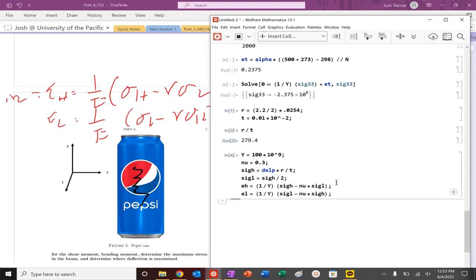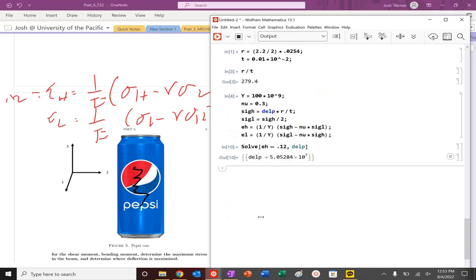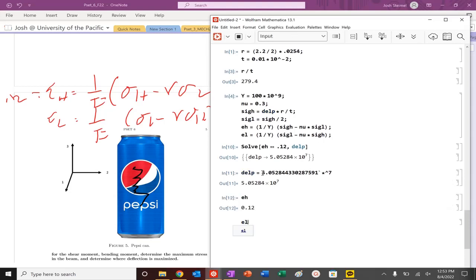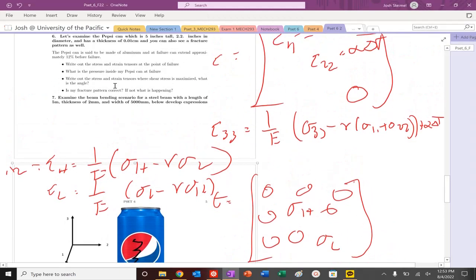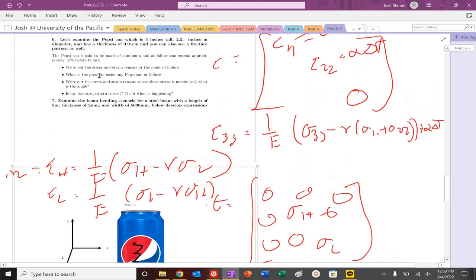So let's get to solving. I want to solve epsilon h, set that equal to 0.12. I'm going to solve for delta p, because you can see that's my only unknown left. Once I have my delta p, I can get the rest of the answers: epsilon h, epsilon l, sigma h, sigma l, voila. Now we have to ask, what's the pressure? We found that. Write out the stress and strain tensors where the stress is maximized, where shear stress is maximized, and what is the angle?